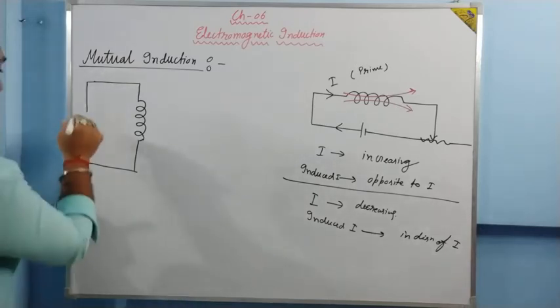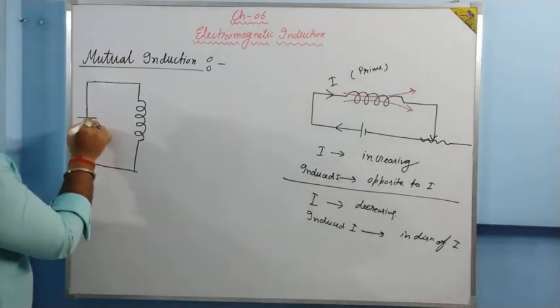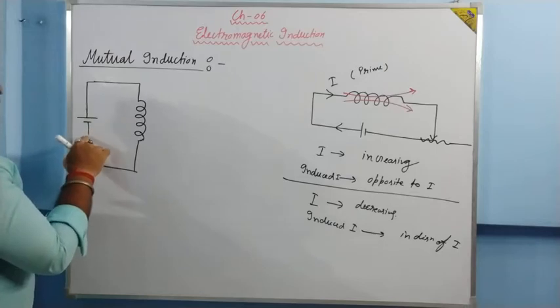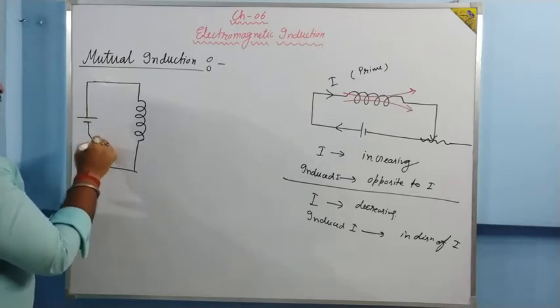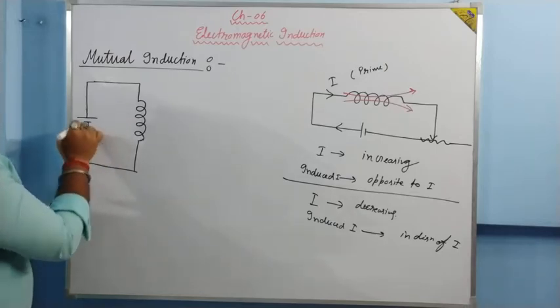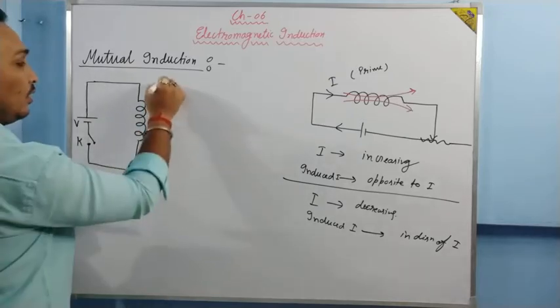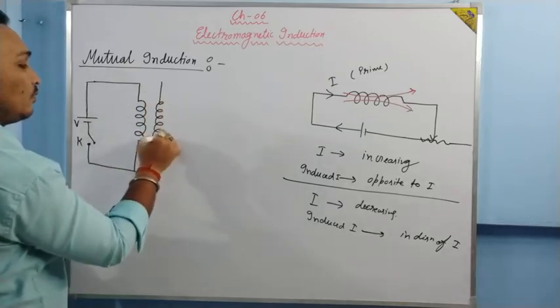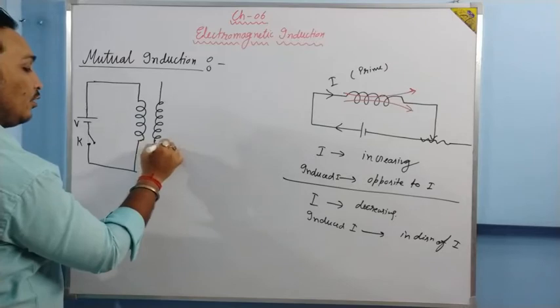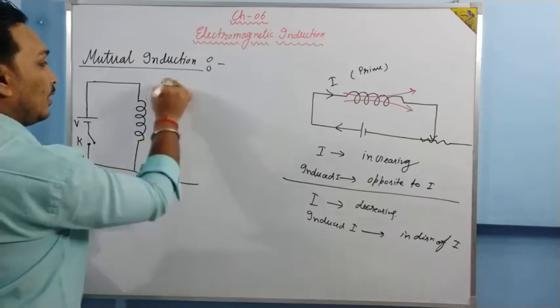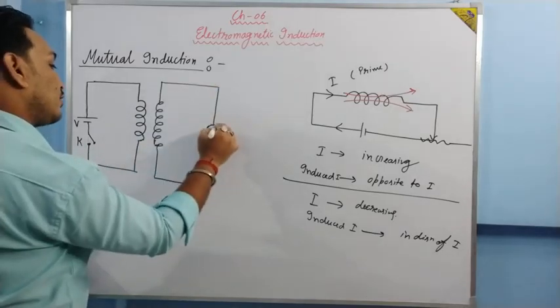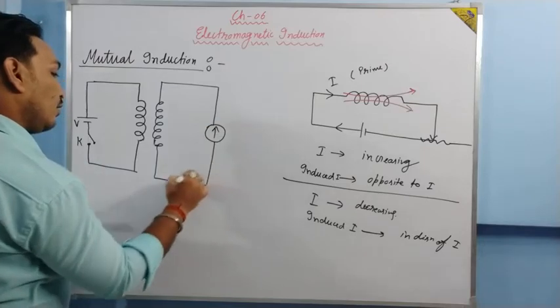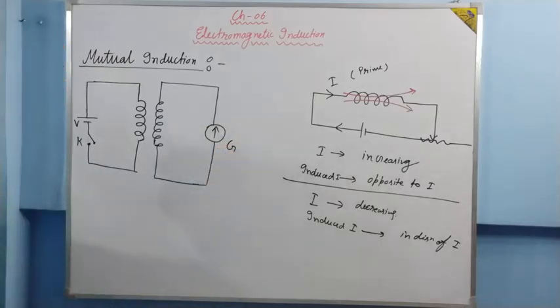Let us have a cell and a tapping key, and a cell and an inductor. Another inductor is kept very near to it, and in this one a galvanometer is there. This is your galvanometer, right?